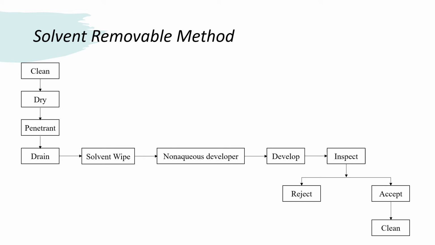So students, these are the solvent removal method, which is basically used only for the oil based inspection methods. These are the three methods which are used for the penetrant testing methods: water washable methods, post-emulsifiable methods, and at last solvent removal methods.